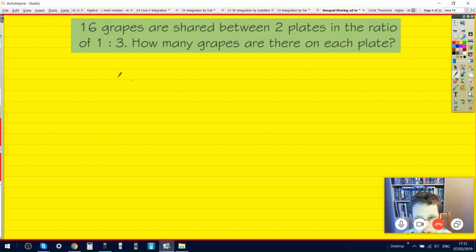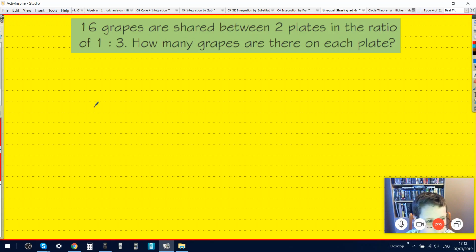16 grapes are shared between 2 plates in the ratio of 1:3. How many grapes are there on each plate? So, I think it means that for every 1 grape one plate gets, the other plate gets 3. Yeah. And what would these be as fractions? As a fraction, that would be 1/3. No, 1 plus 3? 4. So that would be 1/4. Oh, I see now. And then the other one? 3/4. Yes.